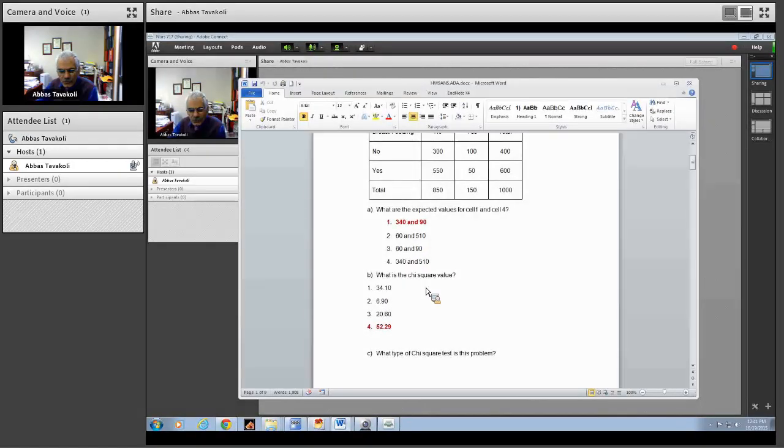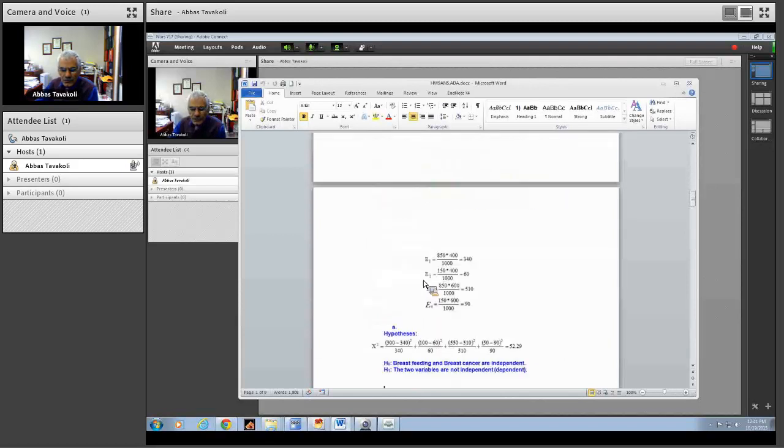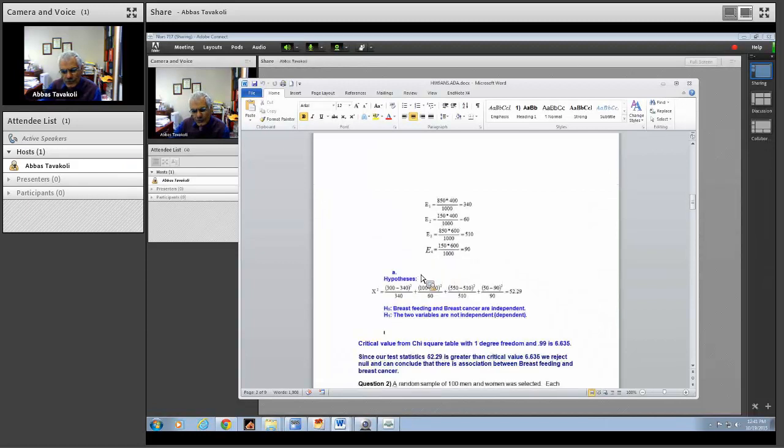What is the chi-square value? Remember, the chi-square is observed minus expected, squared, divided by expected for each cell. You do that for each cell and add it up. 52.29 is the chi-square value you can calculate.